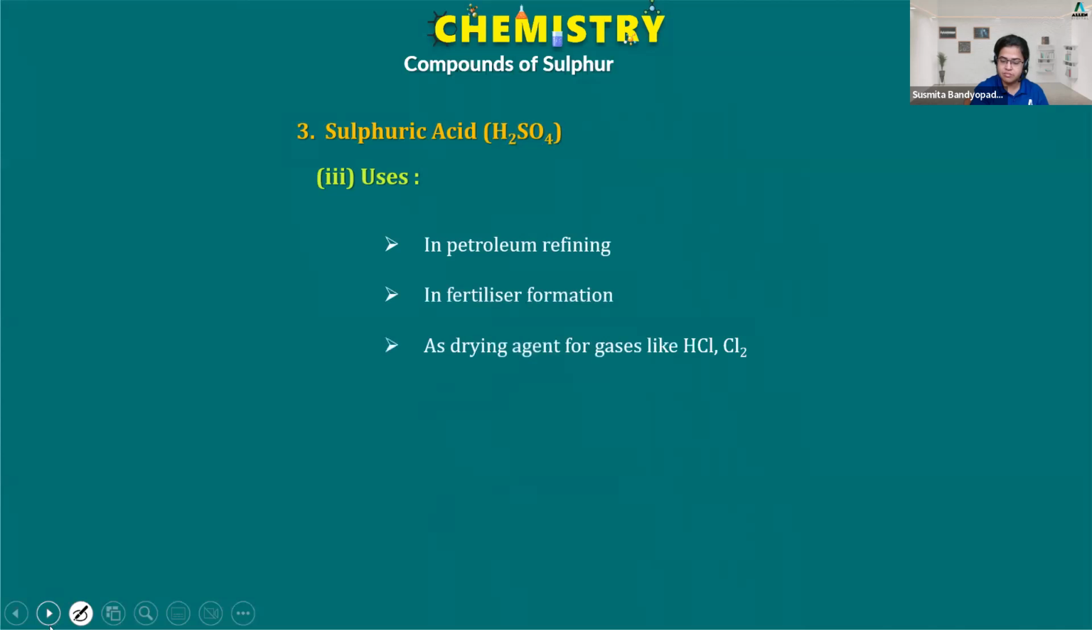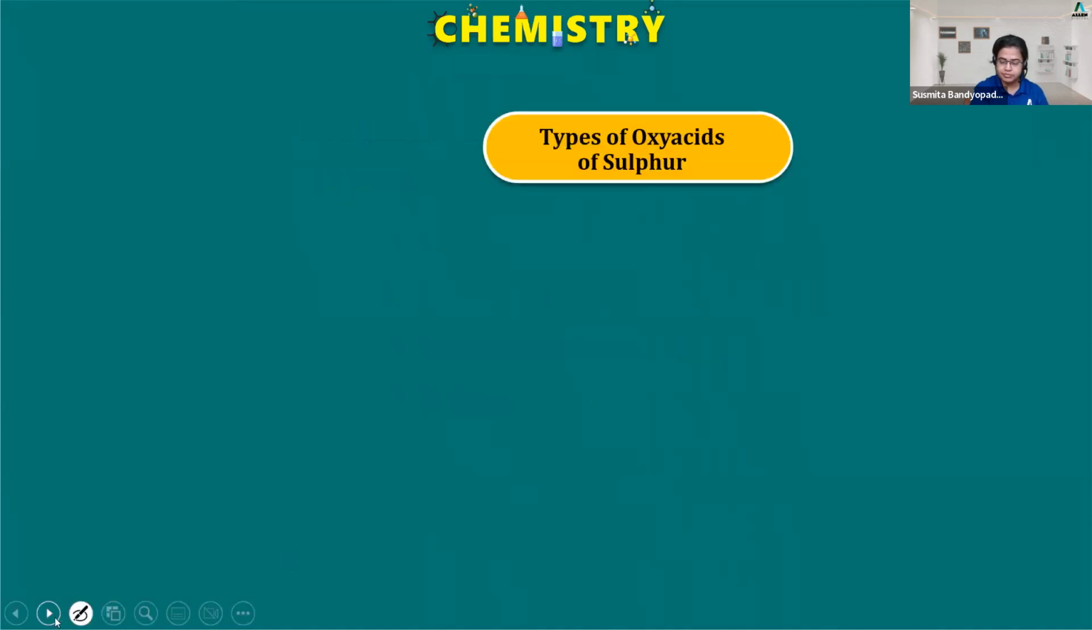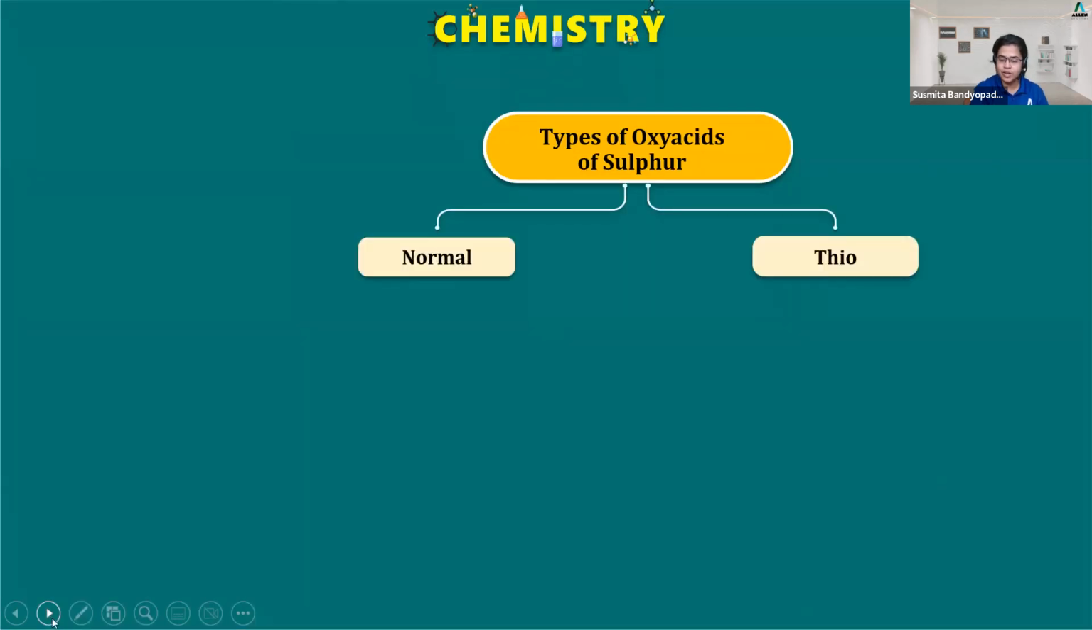Uses: as a dehydrating agent in the esterification. Other things are there: petrol refining, fertilizer formation, drying agent, storage batteries, lead storage batteries. Remember secondary batteries, secondary cells, electrochemistry, lead storage batteries. Very important. A lot of structures will come. A few I already discussed to reduce your burden. Normal acids and thioacids: in thioacids, there will be a direct S-S linkage.